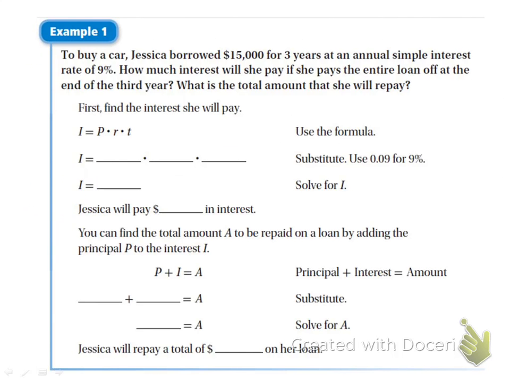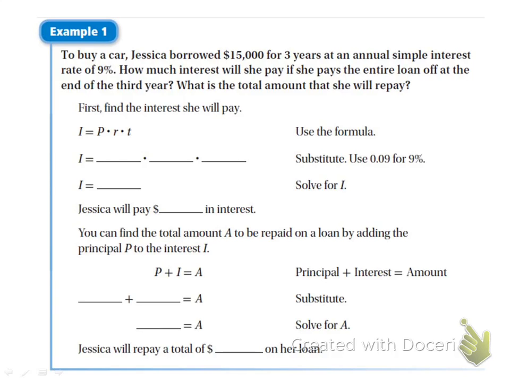Okay, let's go on to number 1. Example 1. To buy a car, Jessica borrowed $15,000 for 3 years at an annual simple interest rate of 9%. How much interest will she pay if she pays the entire loan off at the end of the 3rd year? What is the total amount that she will repay? So first, we need to find the simple interest that she will pay.